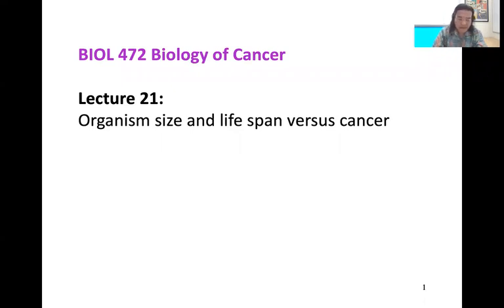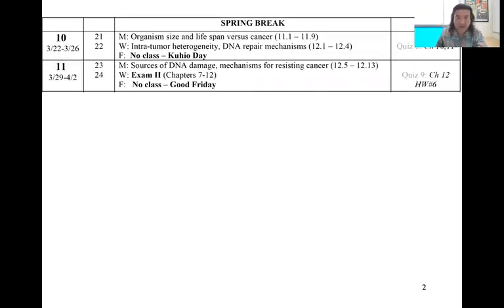So let's get back into our discussions about different considerations that influence the development of cancer. To start off with, I wanted to do a quick reminder. Here is our schedule. Here we are in week 10, so we are at lecture 21. Today we're going to talk about considerations of organism size and lifespan in terms of being evolutionary considerations for how to deal with cancer.